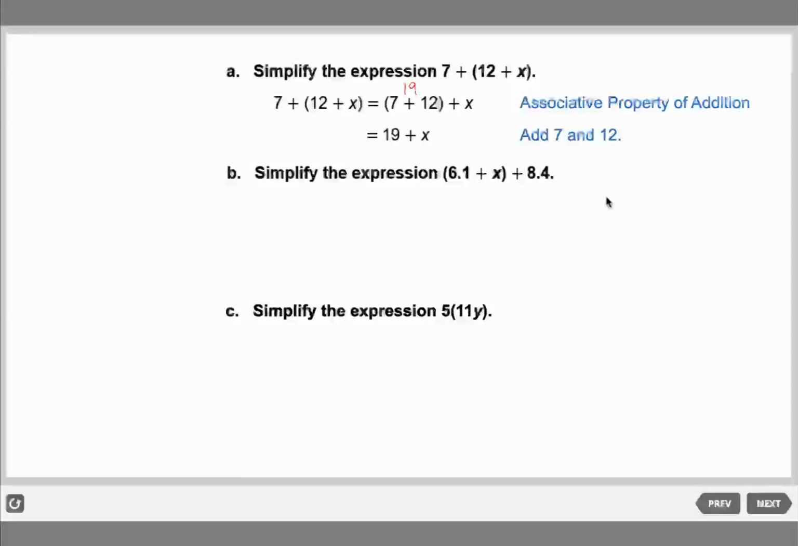Yes, Abdurrahman. What do you mean? The value of the x? Yes. We don't have the value of x. It's a variable. Yes, Diya? Why do we put the 7 inside and the x outside the brackets? Okay, because we need to add 7 plus 12.